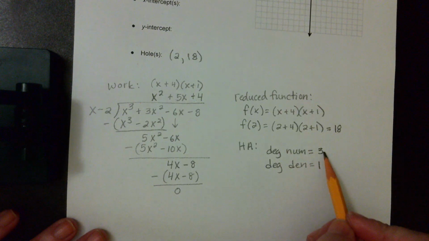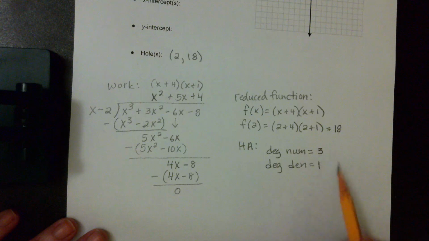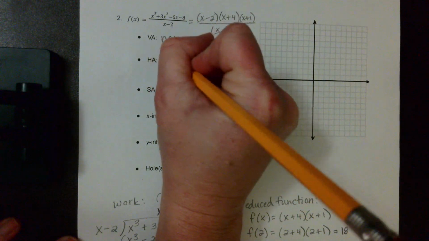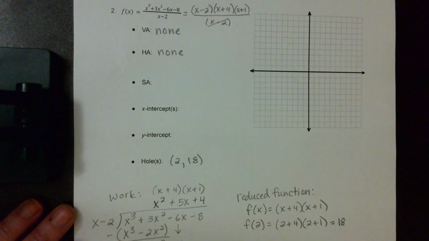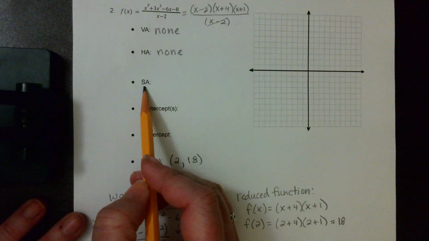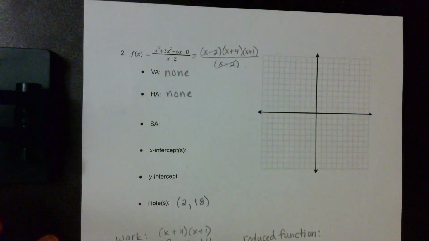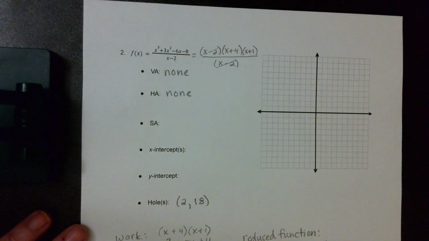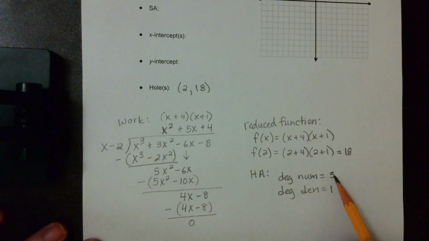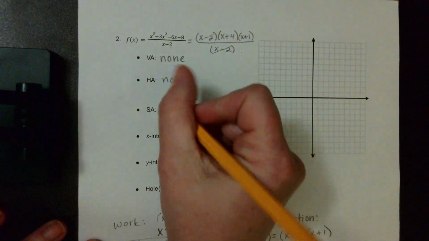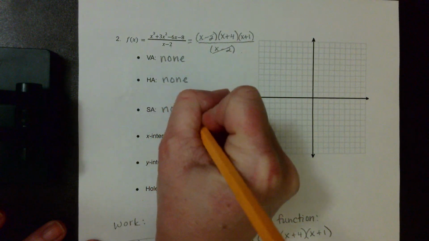So since the degree in my numerator is bigger than my degree in my denominator, I am not going to have a horizontal asymptote. The next thing that I have to check for is my slant asymptote. A slant asymptote only occurs if the degree in the numerator is 1 more than the degree in the denominator. So we already talked about this. The degree in the numerator is 3. The degree in the denominator is 1. Since those are not 1 apart, we also have no slant asymptote, so we write none.